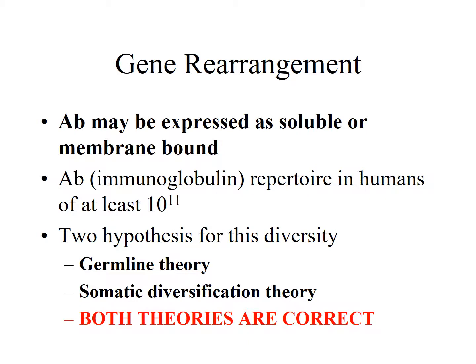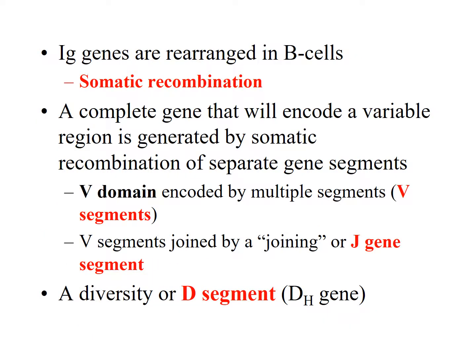So germline theory to an extent, but most of what we're going to see for the extensive repertoire is going to be due to somatic gene rearrangement. We see that the immunoglobulin genes, the genes responsible for the making of the B-cell receptor, the genes responsible for the making of the actual immunoglobulin itself. Remember, the antibody is a protein.